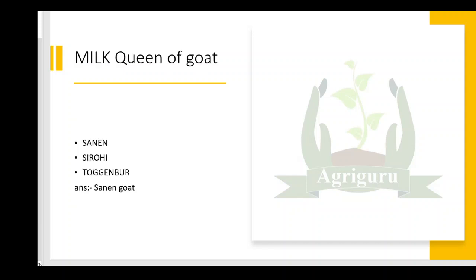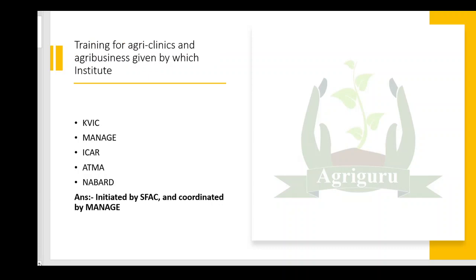The next question is, which is the milk queen in goats? It was an exotic breed. The milk queen of goats is Saanen. Saanen's origin is from Switzerland. The next question is, training of agri clinics and agri businesses is given by which institute? Obviously, it was an initiative by MANAGE.